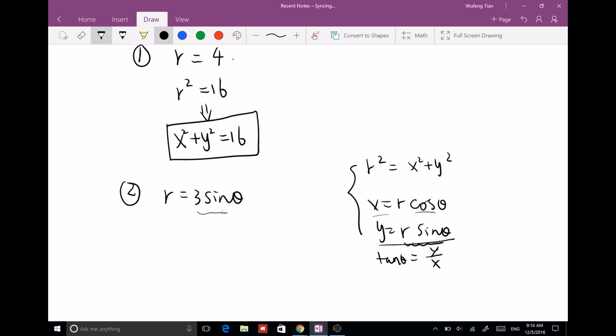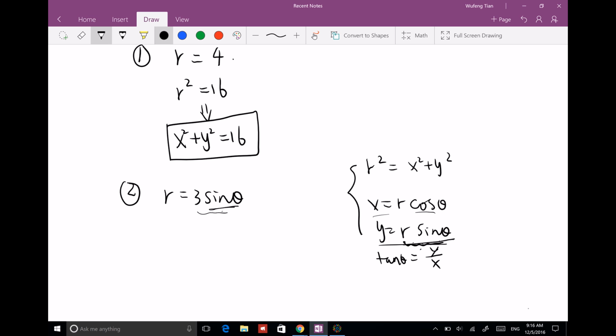This is r. I need an additional r. The coefficient doesn't matter, the coefficient numbers never change anything. You just keep that. So from sine theta to r sine theta, what do I need to do? If I want to change the sine theta into r sine theta, you multiply both sides by r.